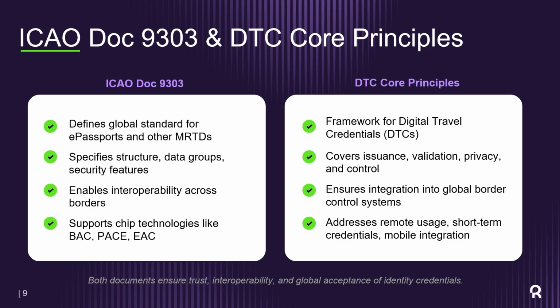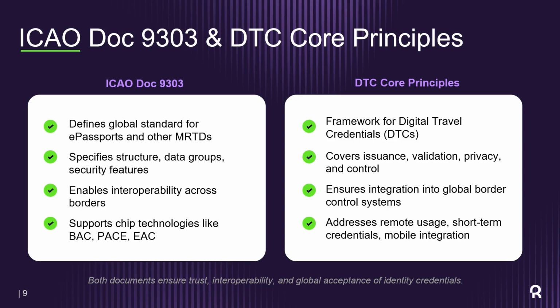More recently, ICAO introduced the Digital Travel Credentials core principles to define how digital versions of travel documents should work. They don't just describe the format, they also address things like how DTCs are issued, how they can be validated, and how they integrate with border systems in a secure and privacy-conscious way. Together, these two frameworks ensure that identity documents, whether physical or digital, are interoperable and trustworthy across borders.